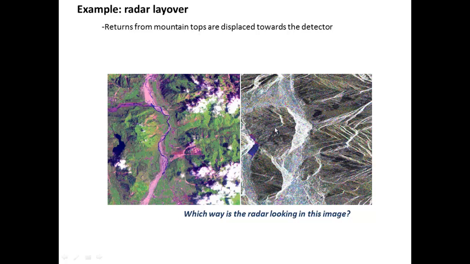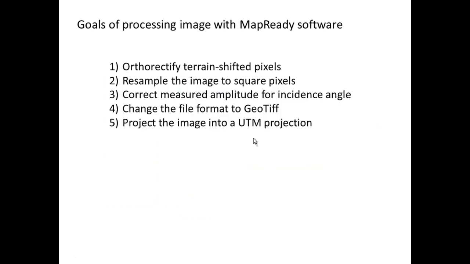showing up darker. So importantly, if we want to use the strength of the radar return to diagnose surface materials, we're going to need to correct for some of these topographic effects. We're going to need to correct for the effect of this incidence angle, and we're also going to need to do a geometric restoration, something like a rectification, where we actually move these pixels back to where they should be in an orthographic map projection. So the MapReady software is going to let us correct for a lot of these problems.